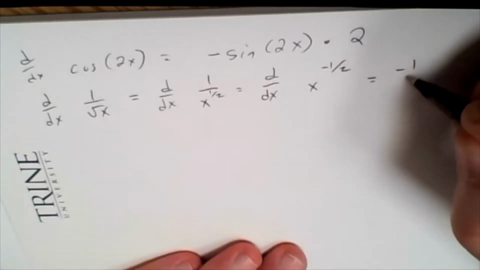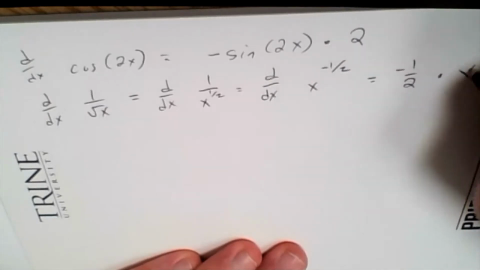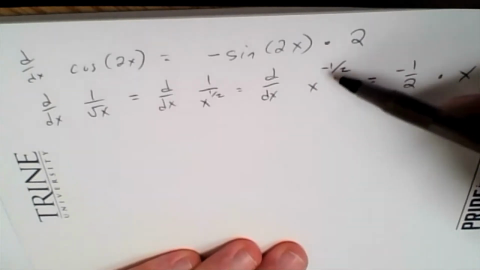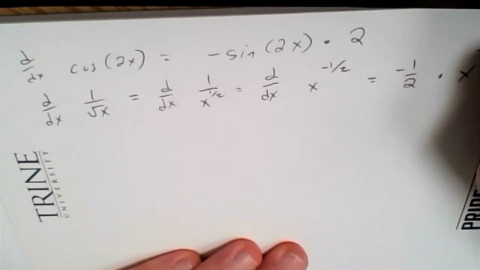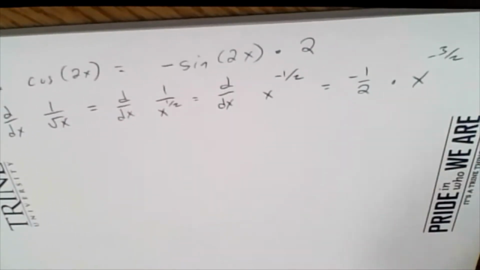So I bring down the old power as a coefficient. I multiply by x, and my new power is 1 less than what we started with. So minus 1/2 minus 1 is going to be minus 3/2. There it is.